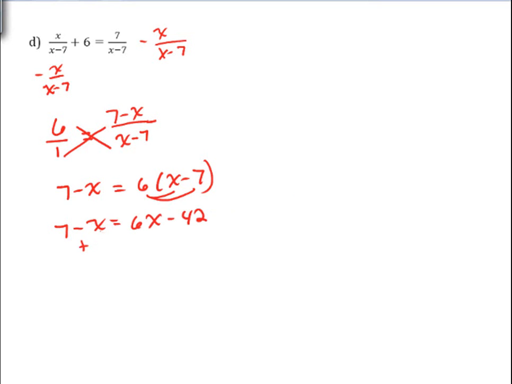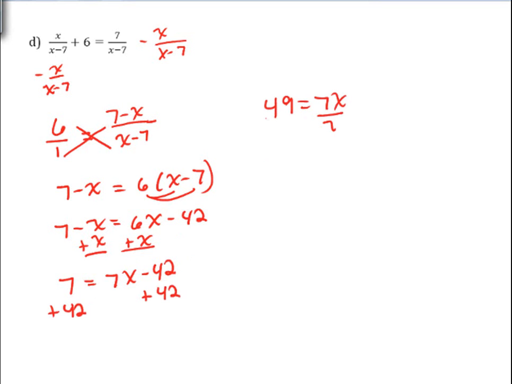And we're going to add x to both sides. That gives me 7 equals 7x minus 42. And then we have to add 42 to both sides. We have 49 equals 7x, and the last step is to divide by 7. That gives me x is equal to 7.